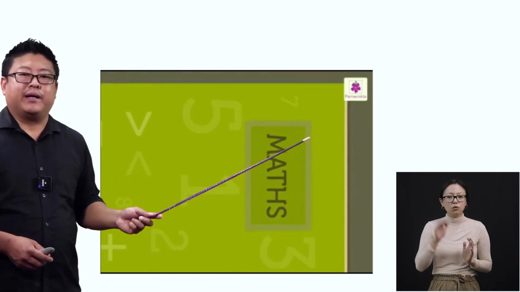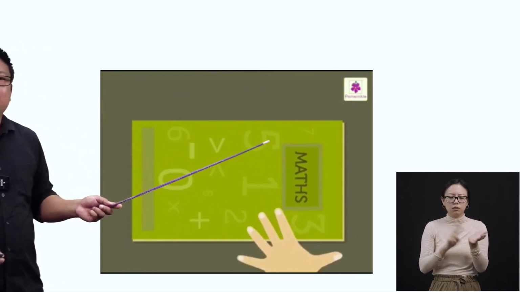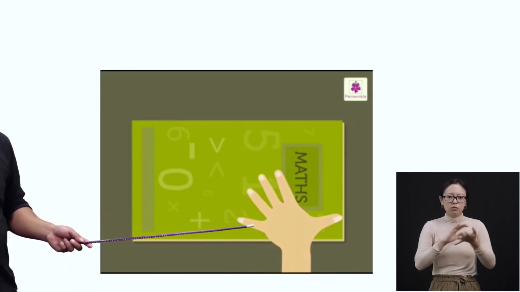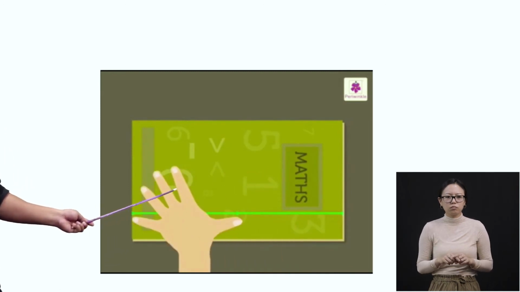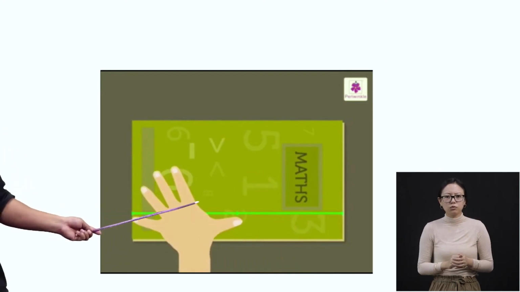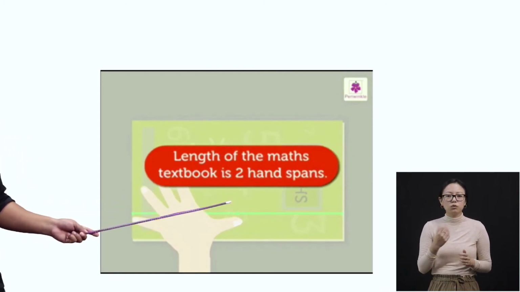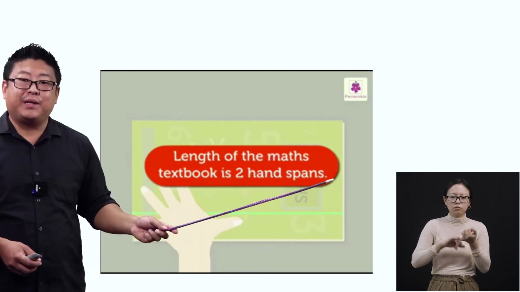hand span. Now let's take a mathematics textbook. Now we want to measure with your hand span. So we keep your hand in this manner. Now let's measure this. 1, 2. So we can say that this textbook, the length of the maths textbook is 2 hand spans. All right, children? I hope you're clear with this.